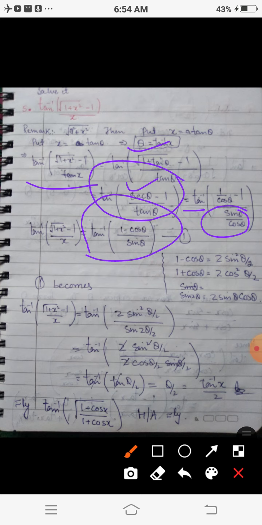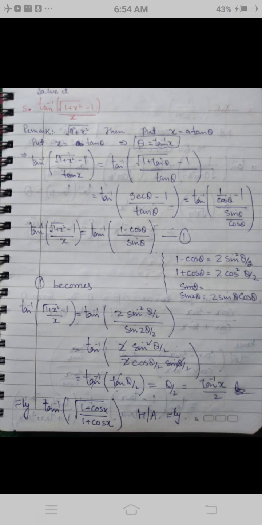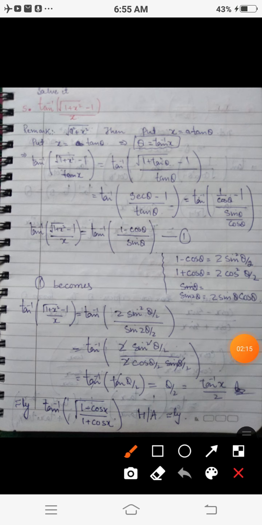In terms of half angle, 1 minus cos theta is twice sine square theta upon 2, 1 plus cos theta is twice cos square theta upon 2, and sine theta is twice sine theta by 2 cos theta by 2. So the given expression, tan inverse root 1 plus x square minus 1 upon x, becomes, in place of 1 minus cos theta, twice sine square theta by 2.